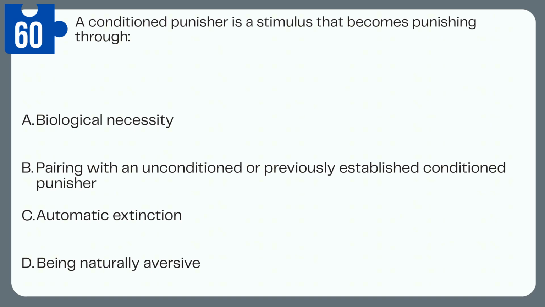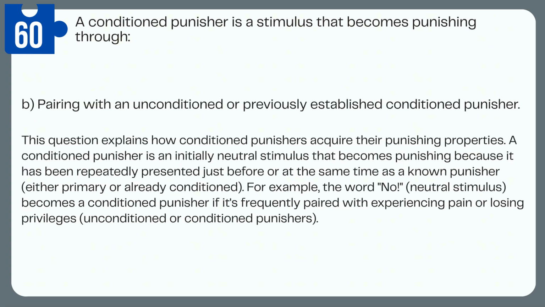Question 60. A conditioned punisher is a stimulus that becomes punishing through A. Biological necessity. B. Pairing with an unconditioned or previously established conditioned punisher. C. Automatic extinction. D. Being naturally aversive. Answer: B. Pairing with an unconditioned or previously established conditioned punisher.